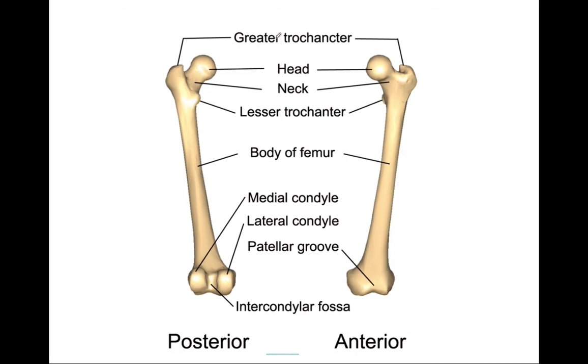So again, I'm going to want you to understand how to distinguish a right femur from a left femur, a right humerus from a left humerus. We have to be able to side each of these bones. So along with the femur and the humerus, we'll also need to be able to side the scapula as well.